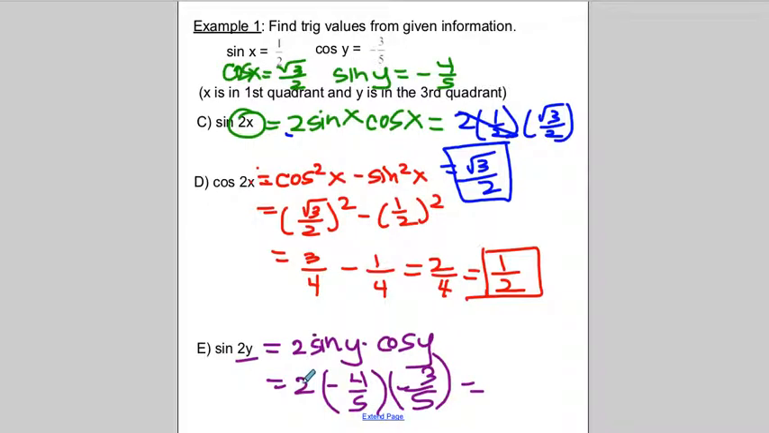So 2 times, this is really 2/1. I don't see anything that's going to cancel. So we'll have 2 times negative 4 times negative 3. So it's going to be positive. 2 times 4 is 8. 8 times 3 is 24. Then we have 1 times 5 times 5, so 25. Our answer is 24/25.